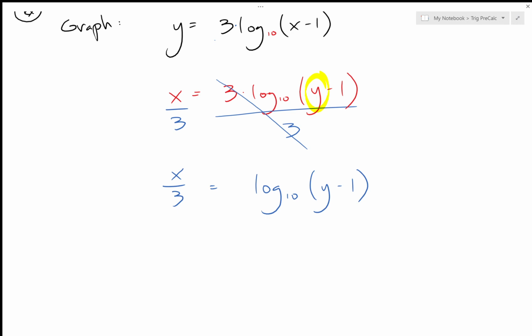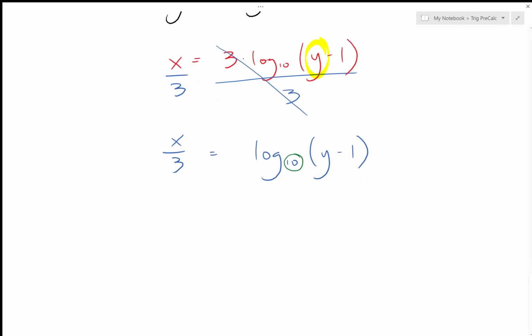Okay, because we got this log term now. We can't break the y out just yet. So what we're going to do is take the base, use it as the base for both sides. Okay, so my base number is 10. So I'm going to use that on both sides. So I'm going to write 10 base. Now this x over 3 is going to become the exponent. So x over 3 is your exponent equals, and I'm going to lift the whole other side to log base 10 y minus 1.